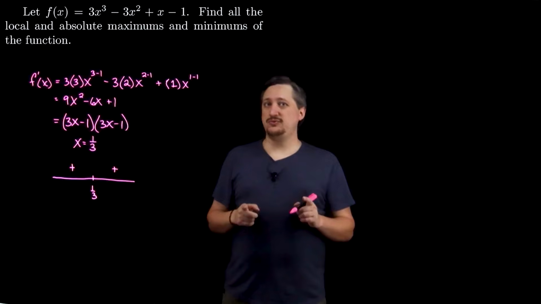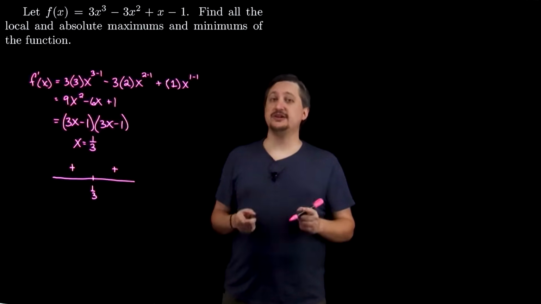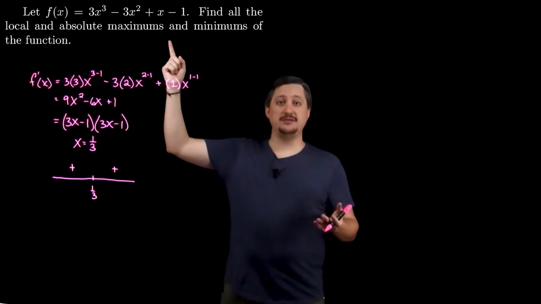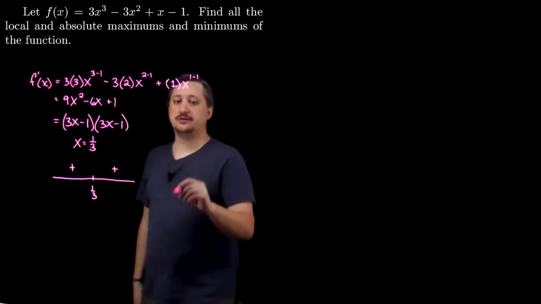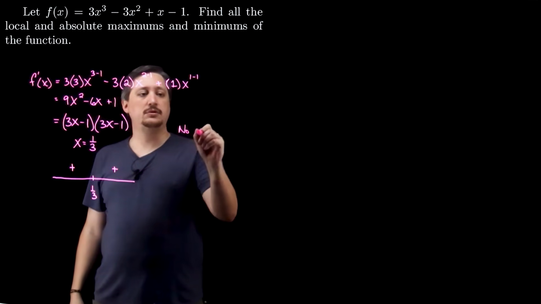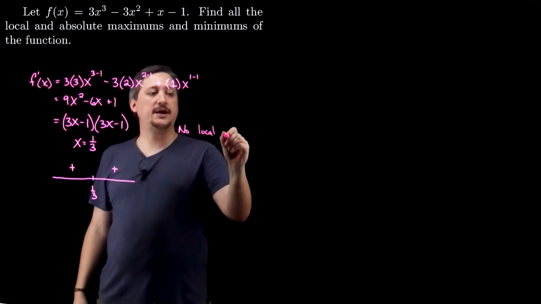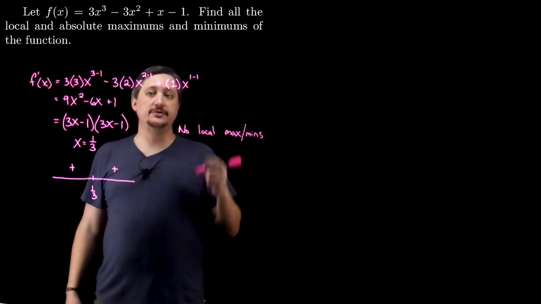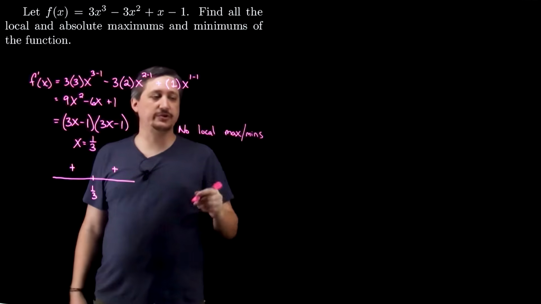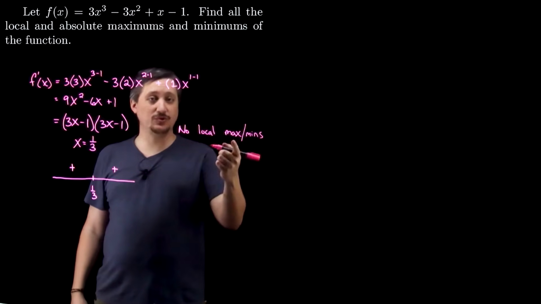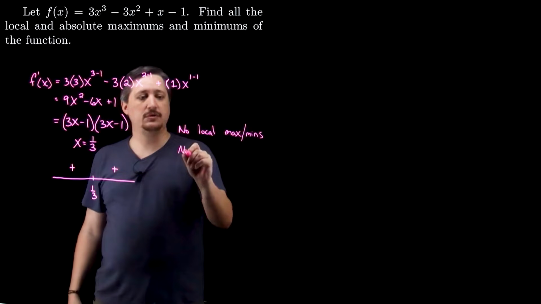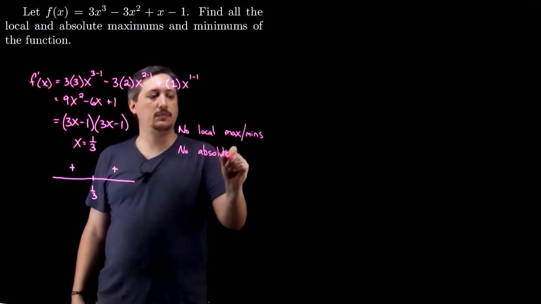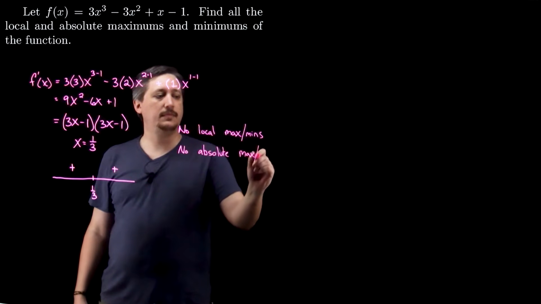I do have to be careful and double check that I wasn't given a restricted domain, right? Because then I might have to check endpoints. But here, I don't have any restricted domain. So this tells me there are no local maxes or mins. And the lack of any restricted domain means that since I have no locals to check, I also have no absolute or global max or min.